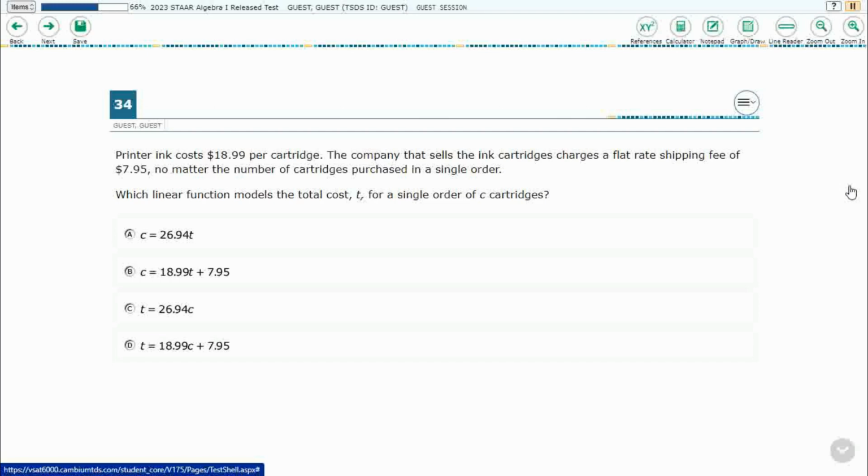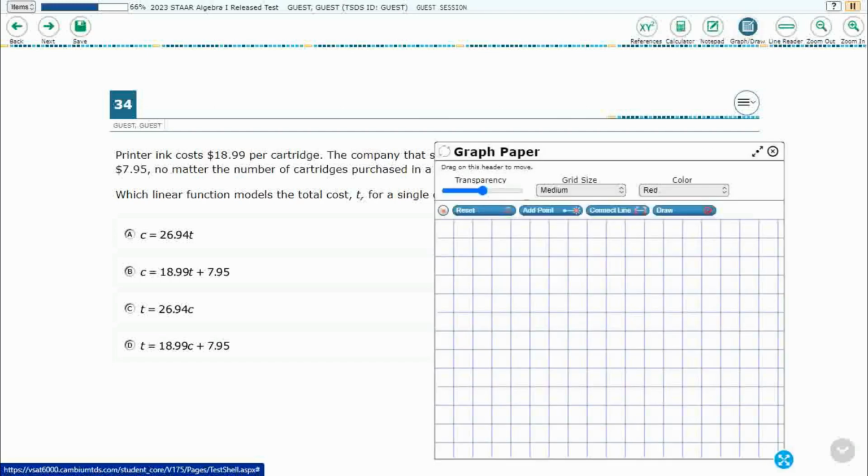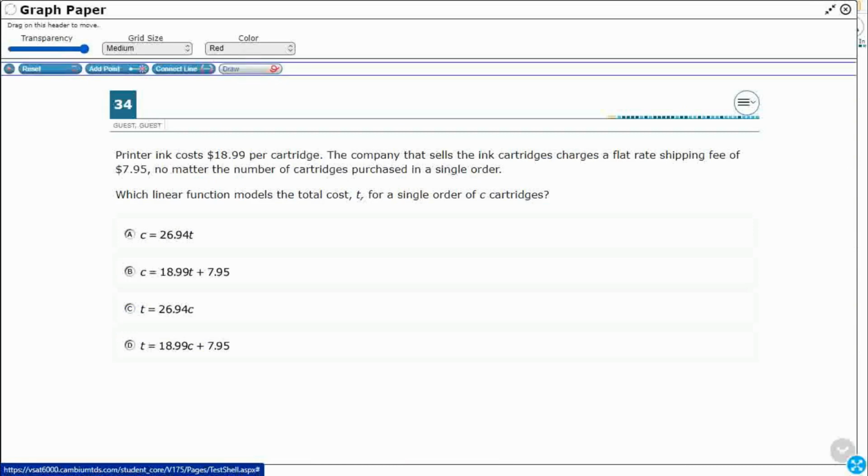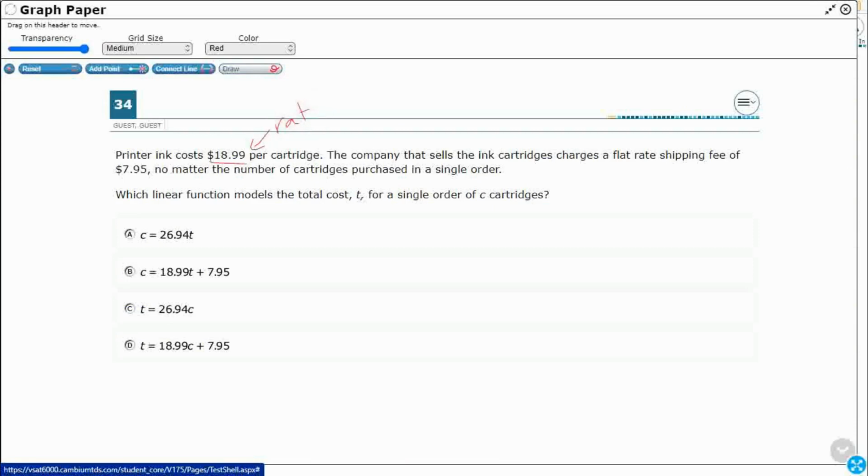So we've got this word problem here about printer ink. It costs $18.99 per cartridge. So looks like we've got some important information here. Let me just go ahead and add my graph draw feature. So we're going to need this $18.99 per cartridge. That "per" lets us know it's a rate. So we're going to be doing some kind of multiplying here.